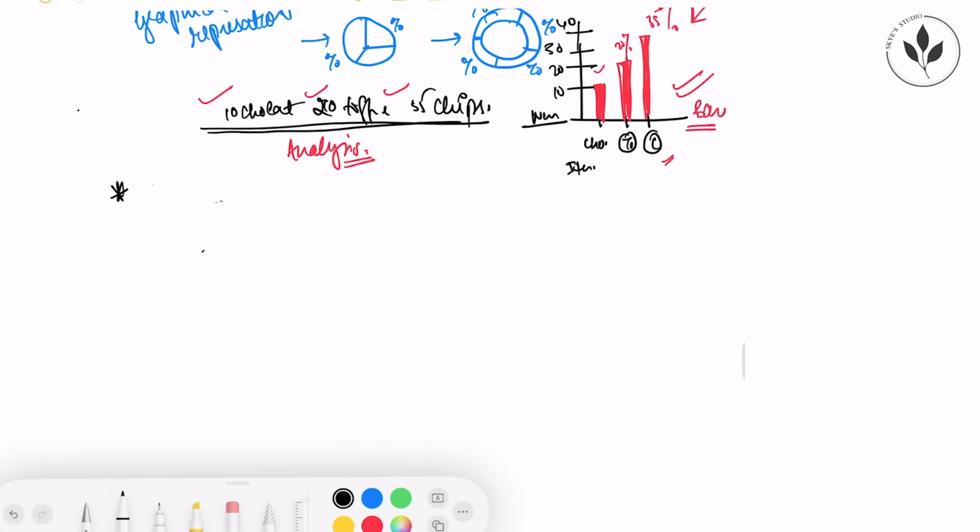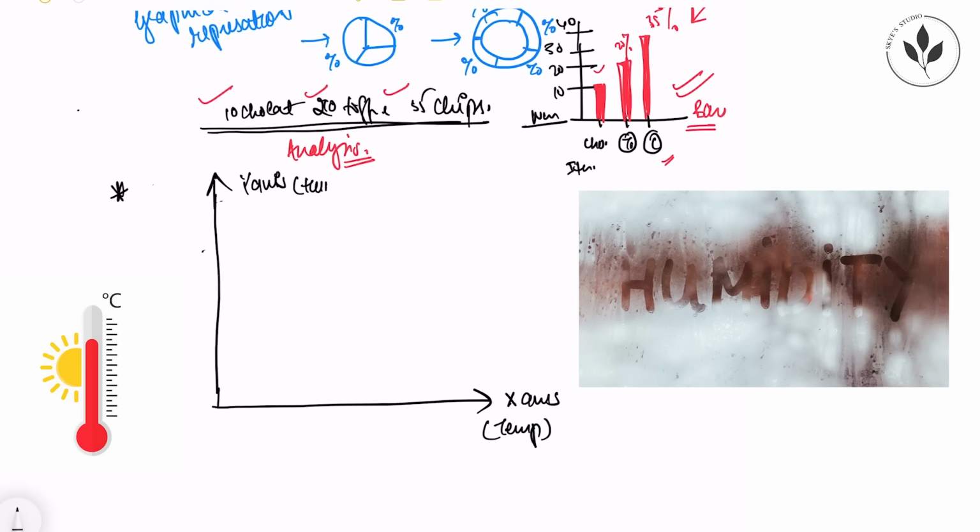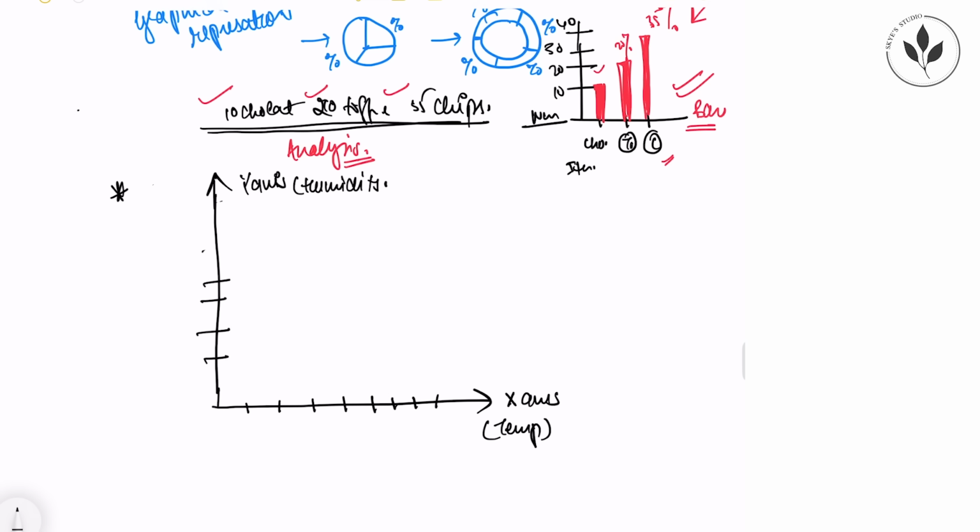Fine. Okay. Now, how does a psychometric chart look like? So in a chart, we have x-axis and y-axis. In the x-axis, we have temperature, and on the y-axis, we have humidity. Now let's say temperature is somewhere here and humidity is somewhere here. So it can be 10 degrees, 20 degrees Celsius, 30 degrees Celsius, 40, and it can be 10%, 20%, 30%.